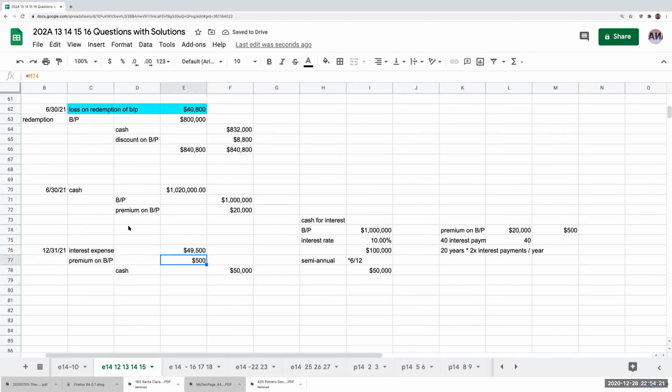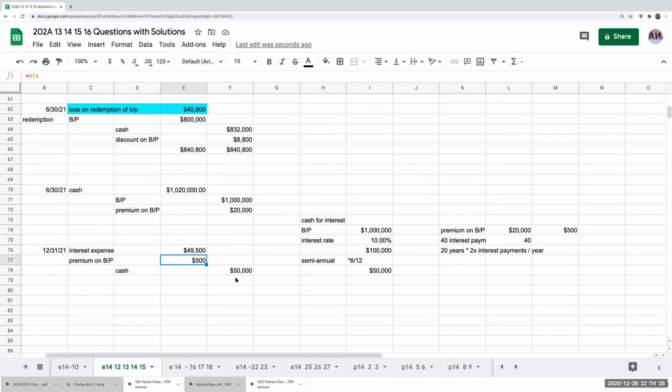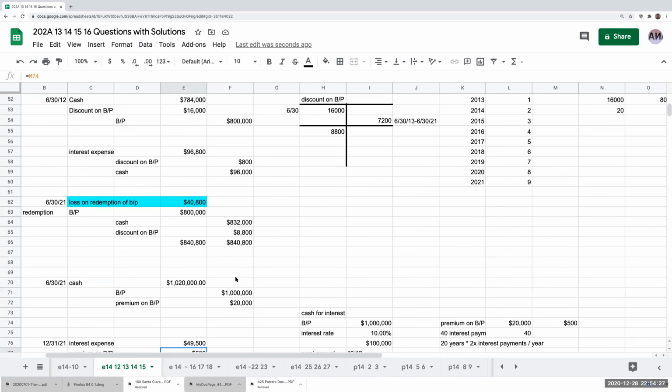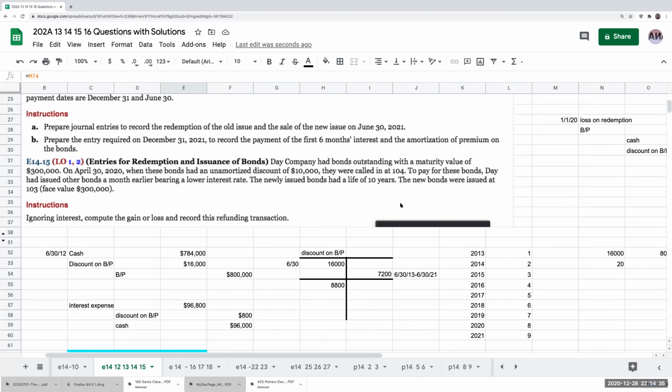Of course, I'm missing my journal entry descriptions, but I think you all know what that should be. So that's how I go through and record my interest expense. So I recorded the payment of the first 6 months interest and the amortization of the premium.